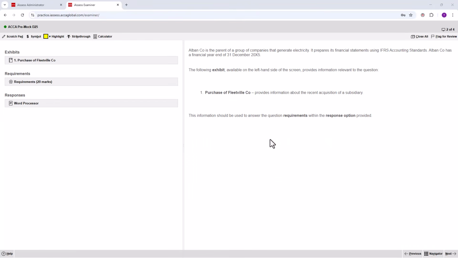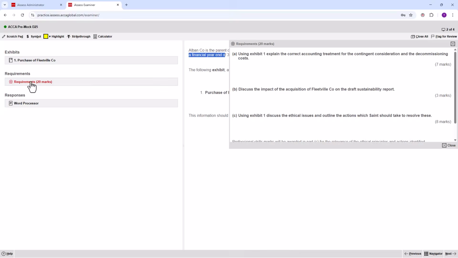Question 2. And for some of you, this may have been the first question that you chose to do in the mock exam. It's ethics. Of course it's ethics. And we've got a group of companies that generates electricity. We've got a year end of 31st December, but we've not got a lot of basic information.